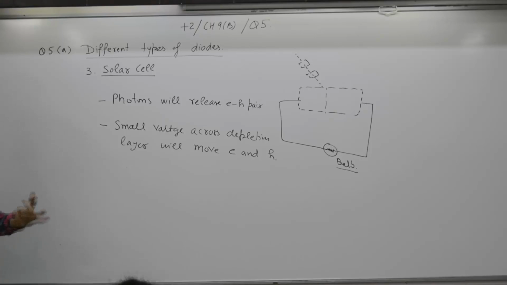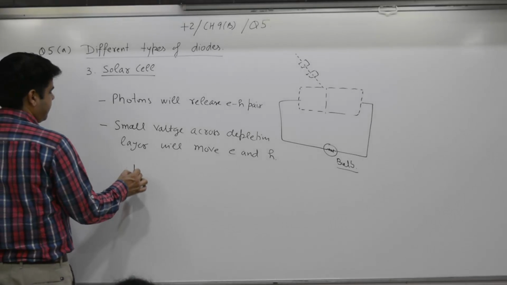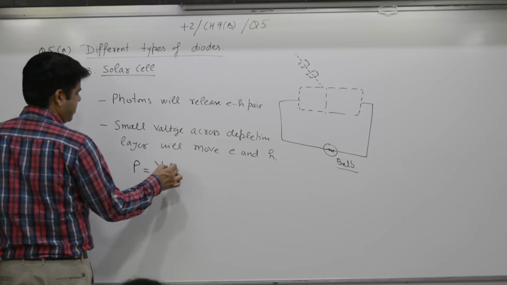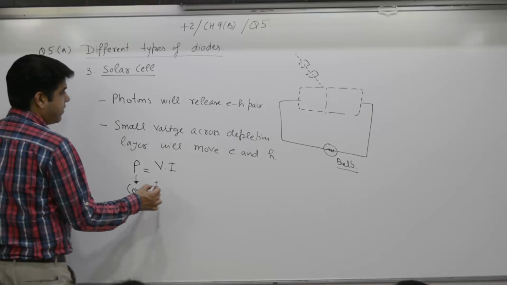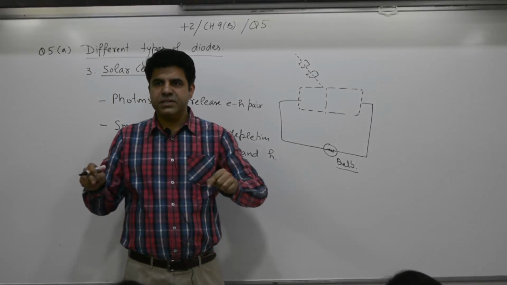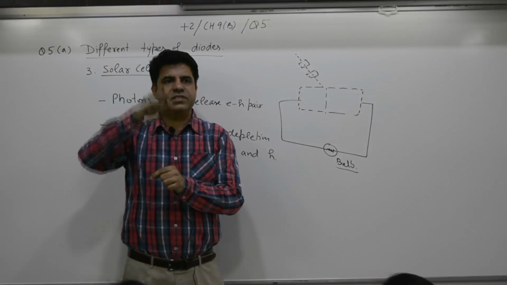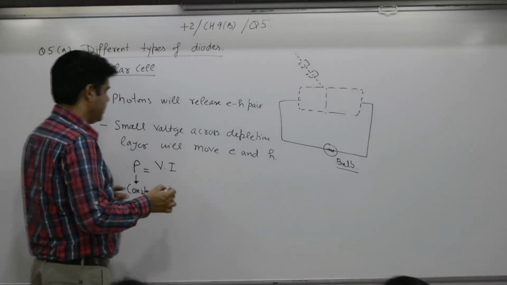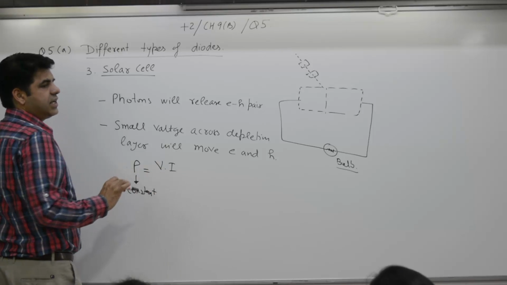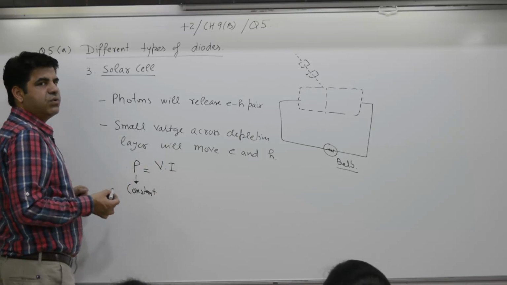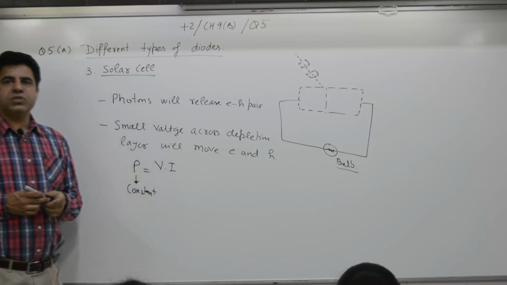So solar panels are installed in satellites. They convert light to electricity. VI characteristics, nothing to worry about for a constant power. If power is constant, if you fix the area, the energy coming is fixed. So power is fixed, equal to V into I. If you increase voltage, current will decrease. That is why V into I remains almost constant.